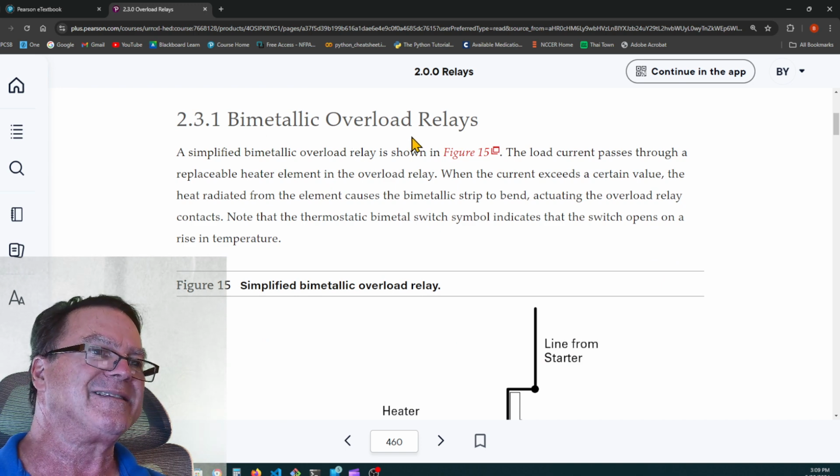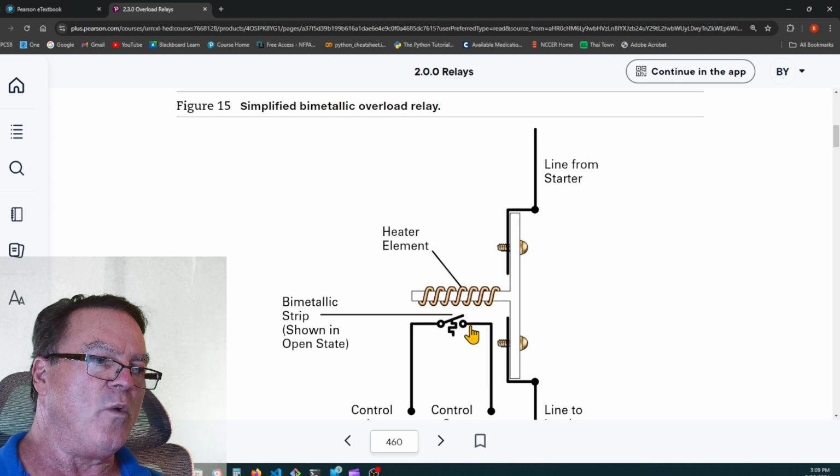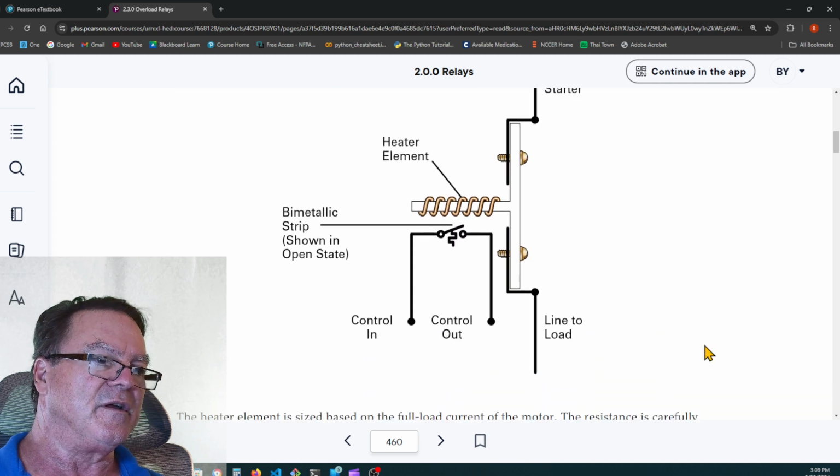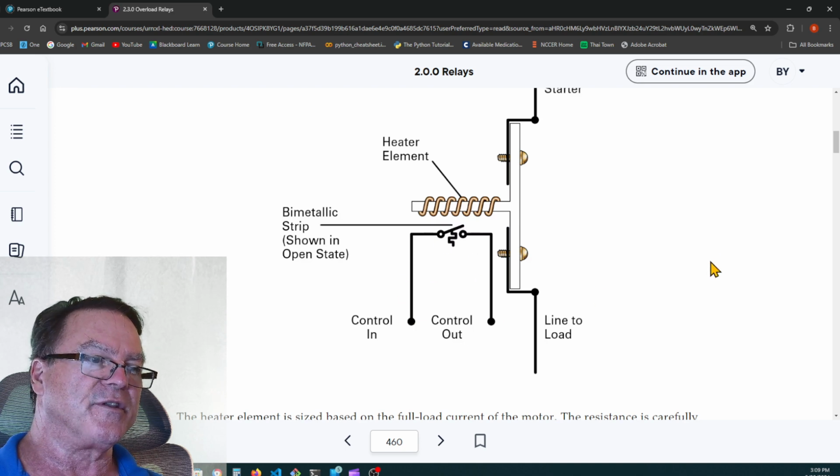So some of them have a bimetallic strip. Basically, it's two dissimilar metals welded together that change shape when they are heated or cooled. So the current of the motor is going through this heater and going back to the motor. And if it gets too hot because of too much current flow, it will open this circuit and it'll turn off the starter, the motor starter. It will trip, and then it has to be manually reset before you can start the motor.